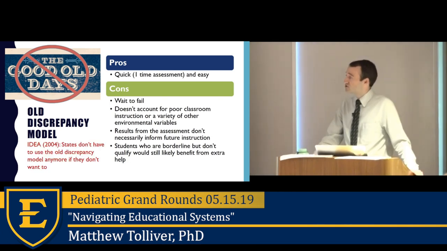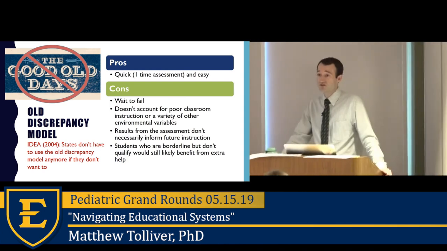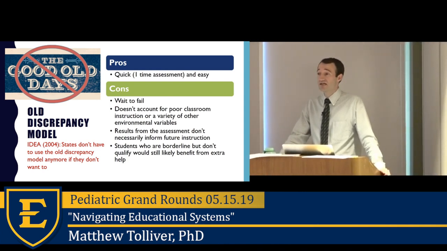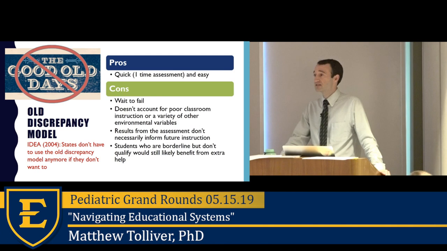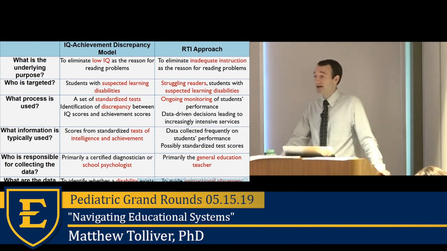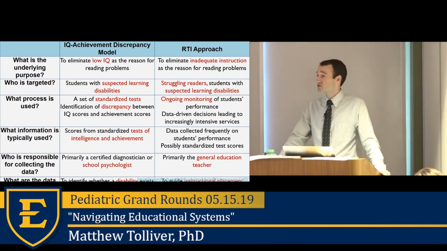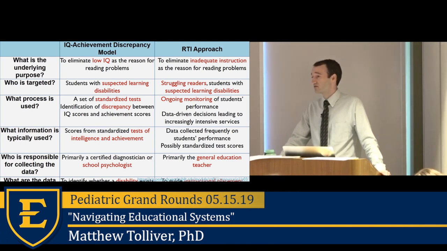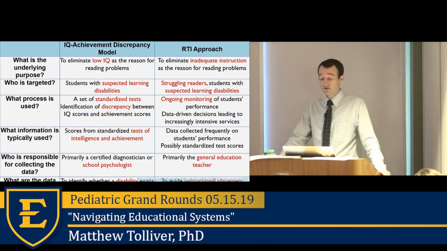And so in 2004, the Individuals with Disabilities Education Act said that states, you don't have to use this model anymore if you don't want to. You're not mandated to. And so RTI is what has replaced this model. It's how kids get identified for extra help. And so the main purpose of RTI is to eliminate inadequate instruction as the main reason for these learning problems. And so it's not just targeting kids that we really, really think have a learning disability, but also struggling readers and kids who are struggling in math.